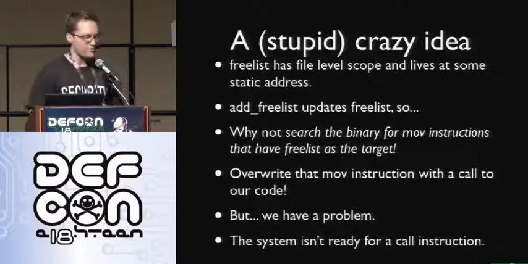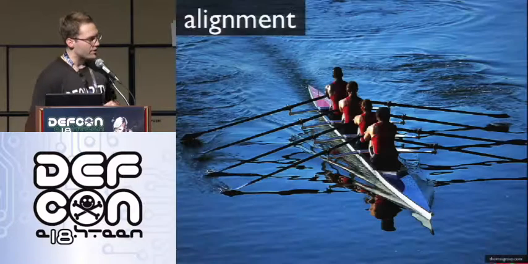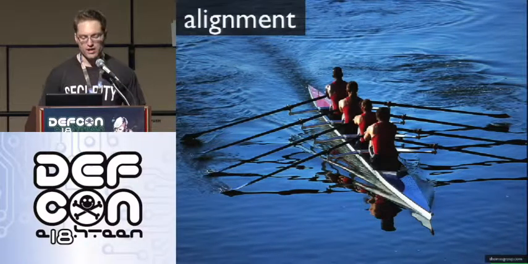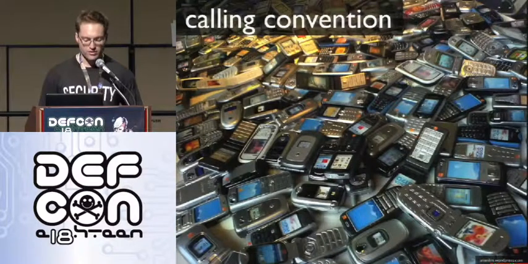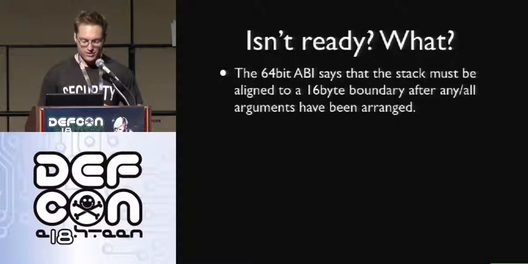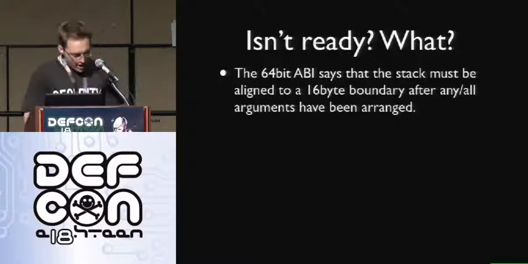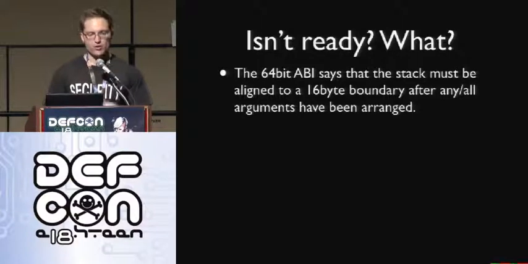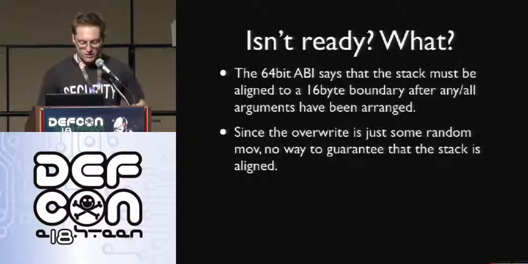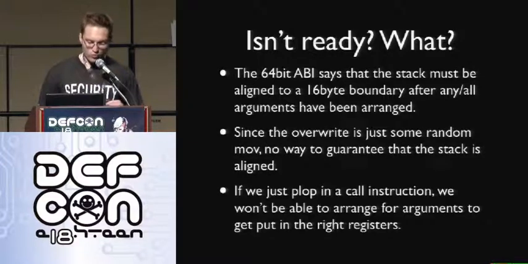The system isn't actually ready to make a call instruction at that point. What does that mean, not ready? Well, remember before we talked about the ABI and how the ABI talks about alignment and calling convention? Well, it's not quite ready to call a function because there was just a bunch of move instructions. If we just implant a call instruction, there's no guarantee that the stack is aligned or that arguments are in the right registers. So what do we need to do?